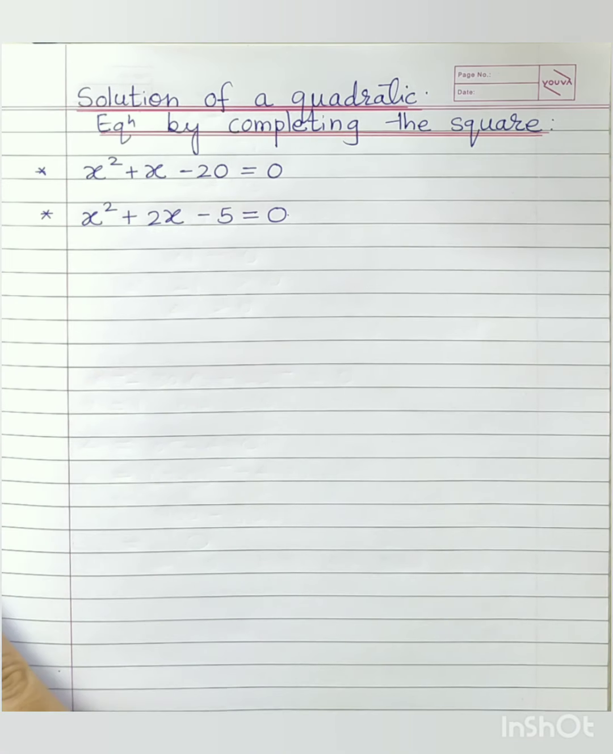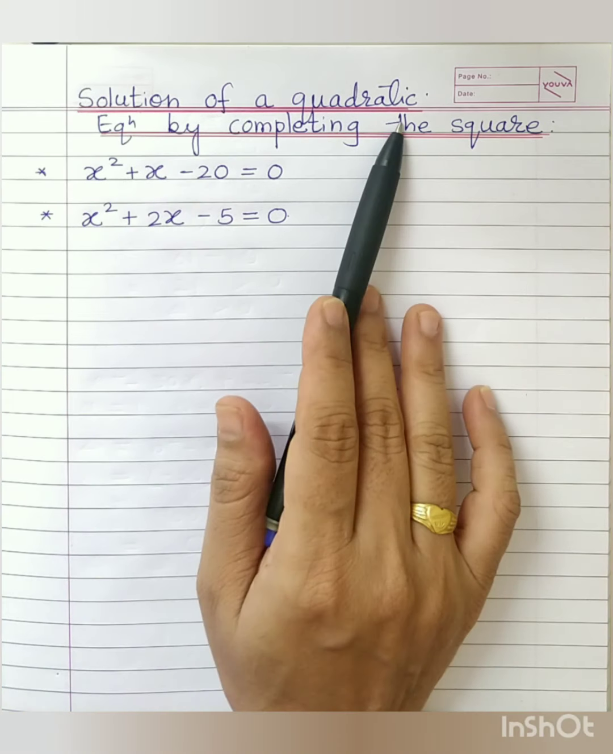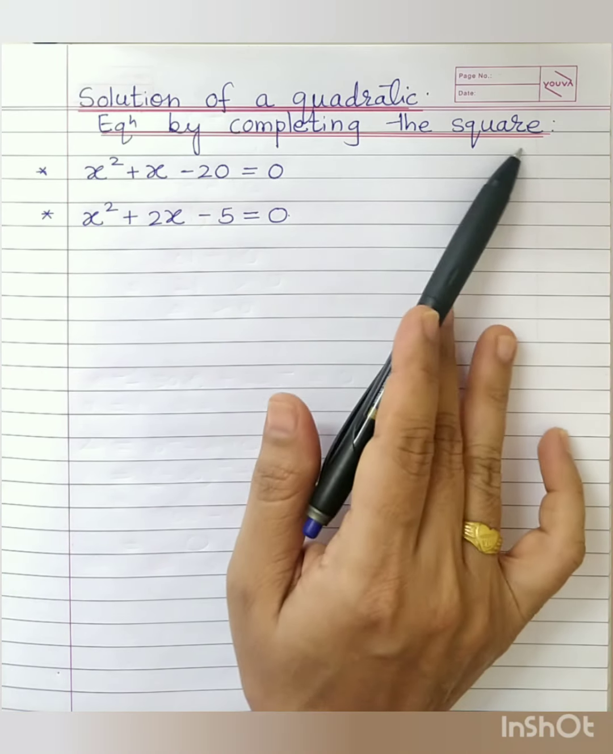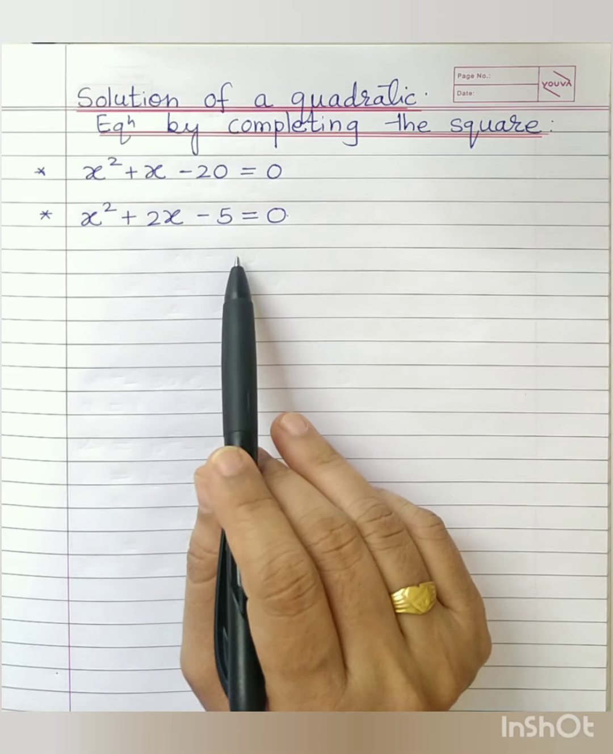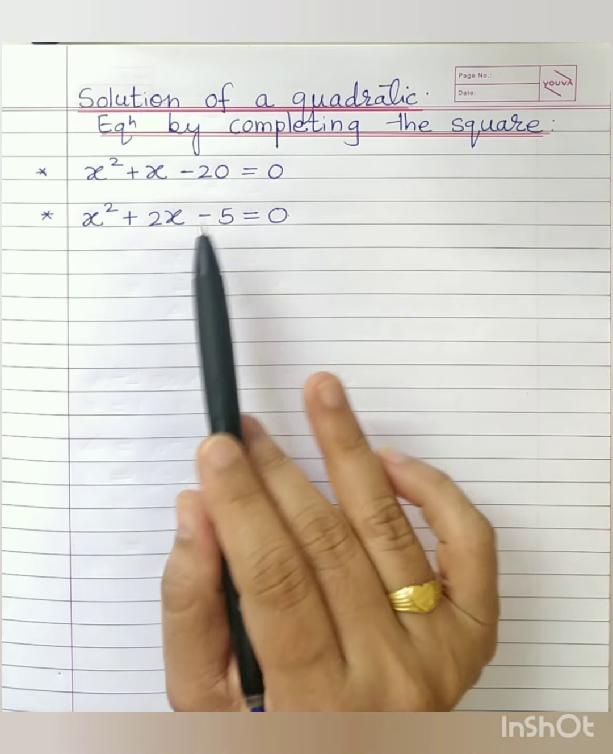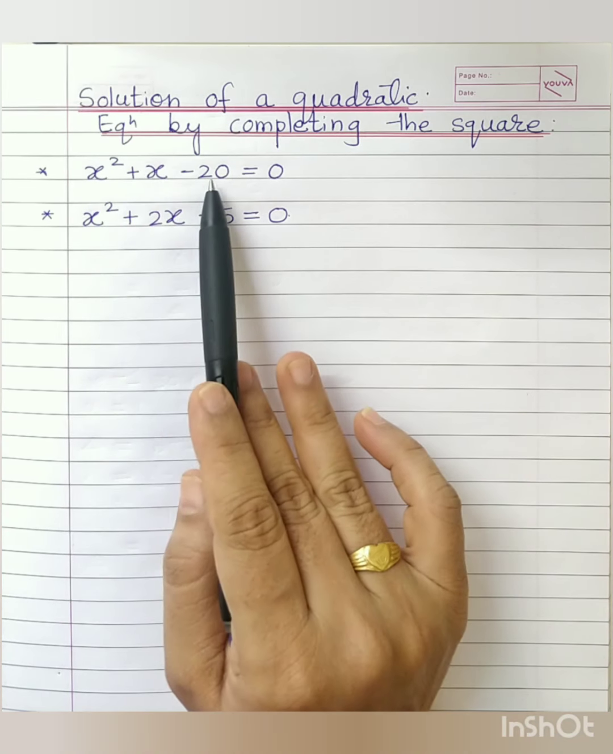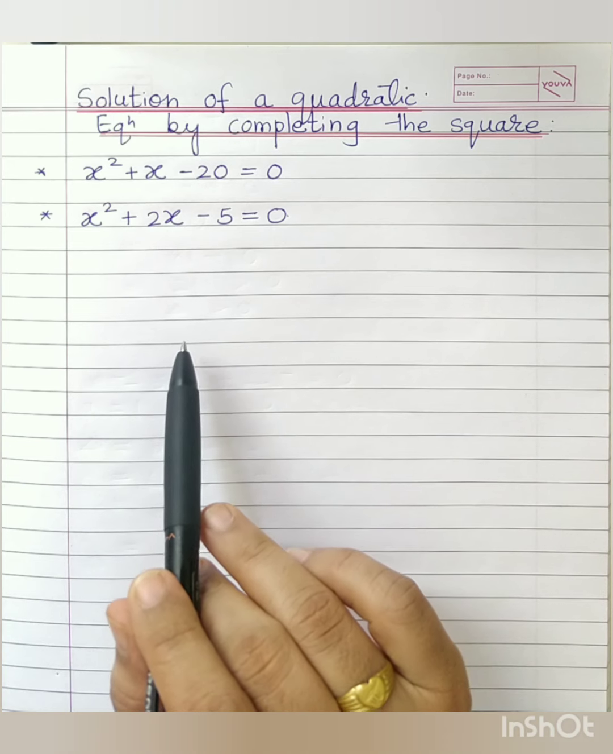Good morning children. Today we shall see the solution of a quadratic equation by the completing the square method. First point, let us see why we should know this method. There are two examples I have kept in front of you. The first one is x square plus x minus 20 equal to 0.